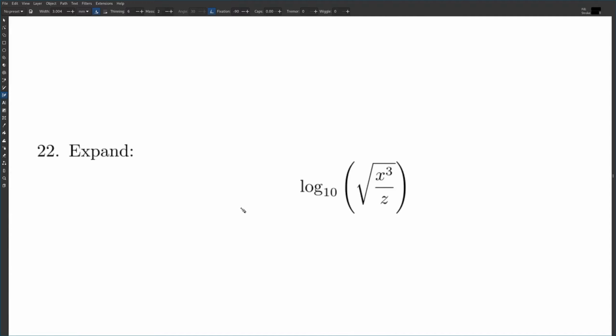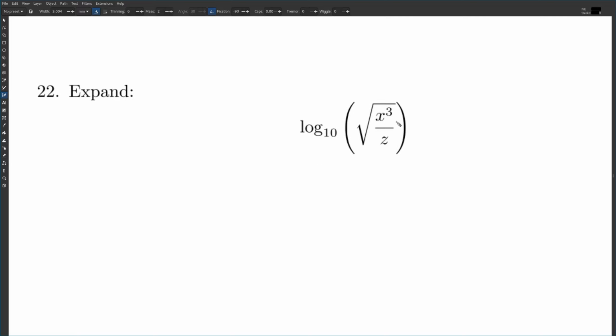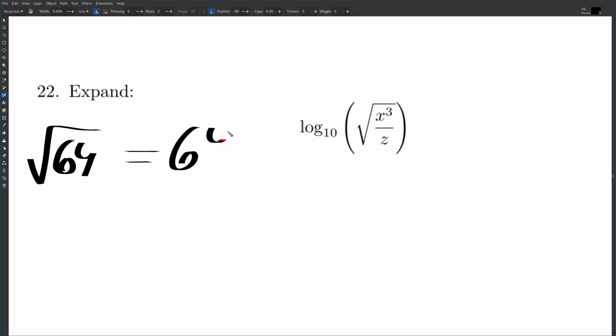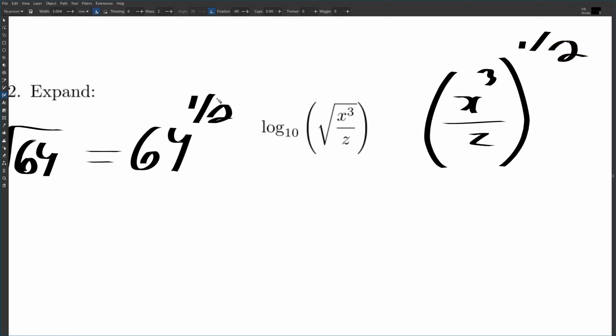Okay, this looks a little more complicated. We have expand log base 10 of the square root of the quantity x cubed divided by z. As we covered earlier, we can treat a square root as raising something to the 1/2 power. So in other words, the square root of 64 is equal to 64 to the 1/2. Using the same idea here, we can write this expression as, in parentheses, x cubed divided by z to the 1/2 power.